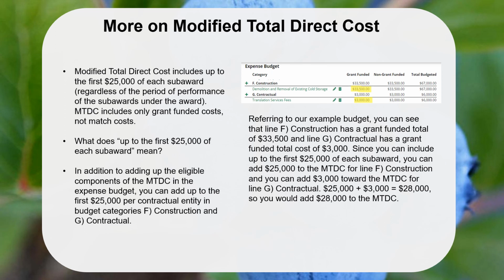Referring to our example budget, you can see that line F construction has a grant funded total of $33,500 and line G contractual has a grant funded total of $3,000. Since you can include up to the first $25,000 of each subaward, you can add $25,000 to the MTDC for line F construction, and you can add the full $3,000 towards the MTDC for line G contractual. $25,000 plus $3,000 equals $28,000, so you would add $28,000 to the modified total direct cost.